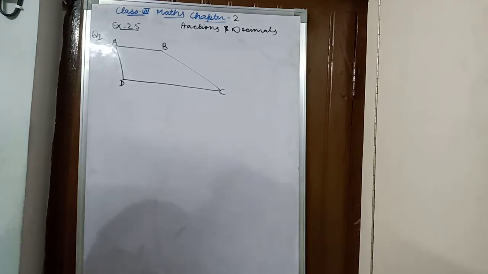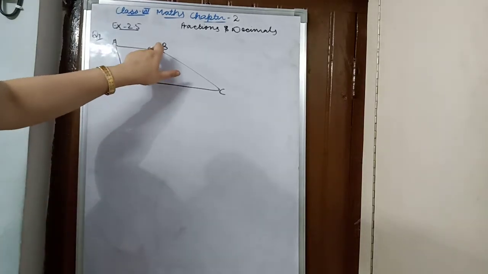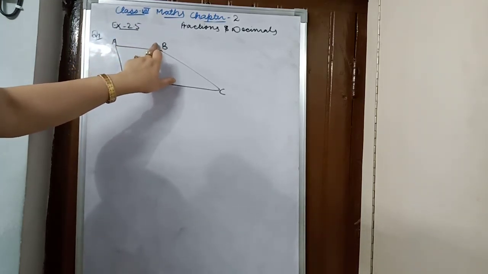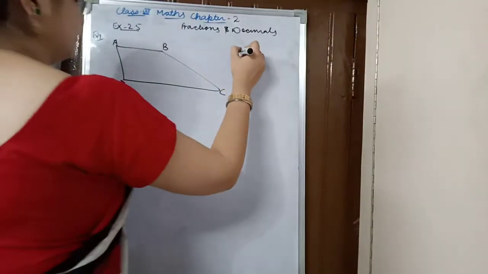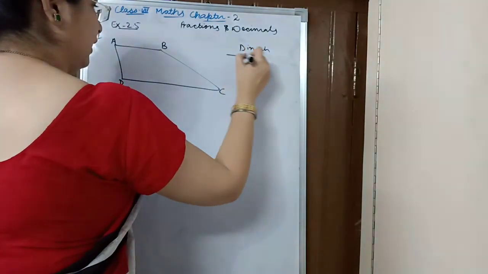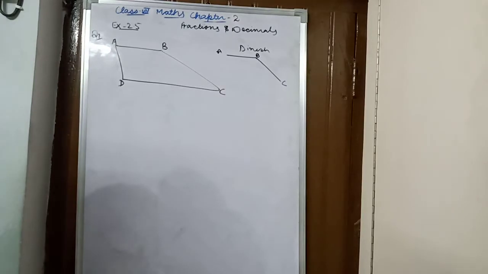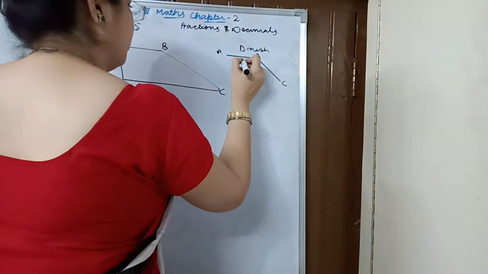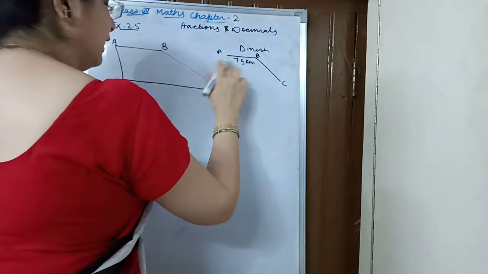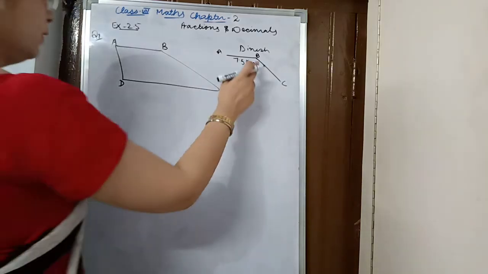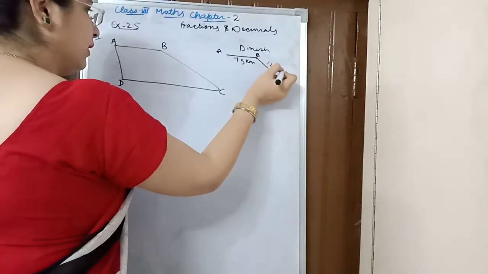Dinesh went from place A to place B. Dinesh is one person. He went from place A to place B and from there to place C. After that, what they are saying: A is 7.5 km from B. That means the distance between A and B is 7.5 km. Next, B is 12.7 km from C, and the distance between B and C is 12.7 km.